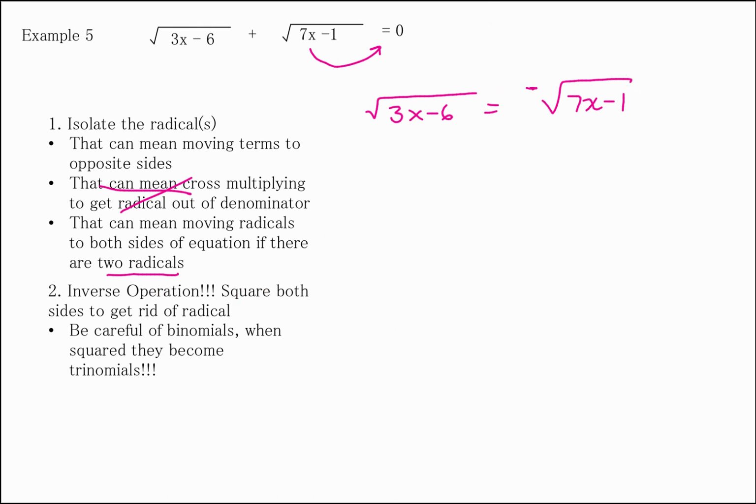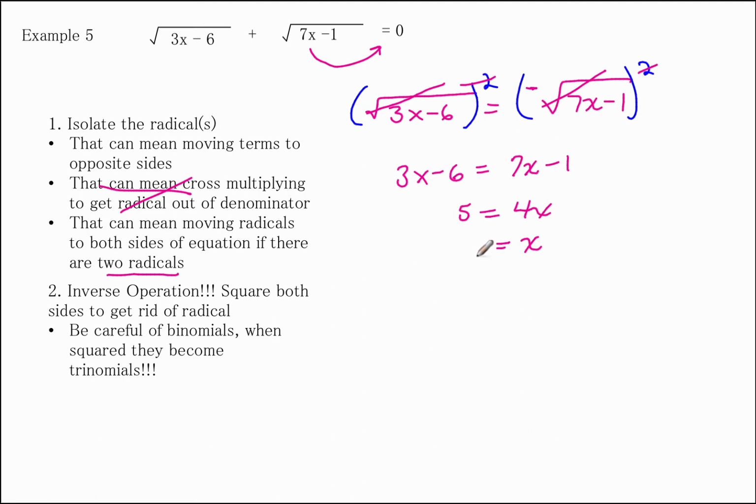Inverse operation. I'm still going to square both sides. Square and a square root cancel each other out. Now notice what happens here. The square and the square root cancel each other out, and when I take a negative and square it, it ended up being positive anyway. All right, I'm going to clean this up. Add 1, 5. X equals 5 over 4.